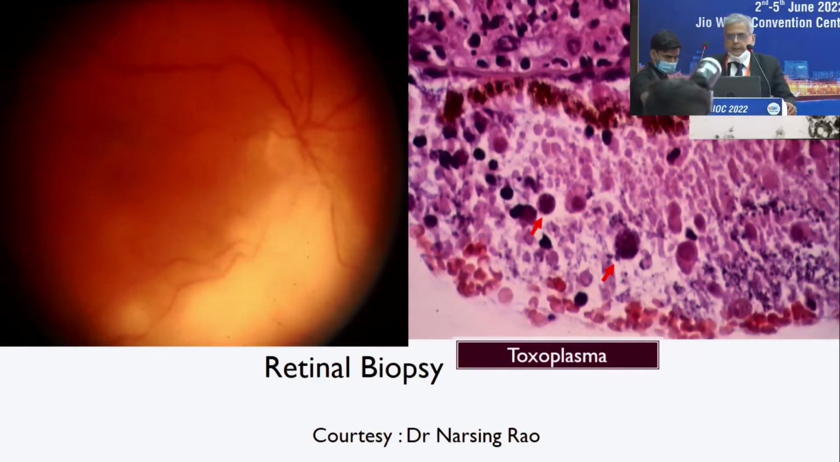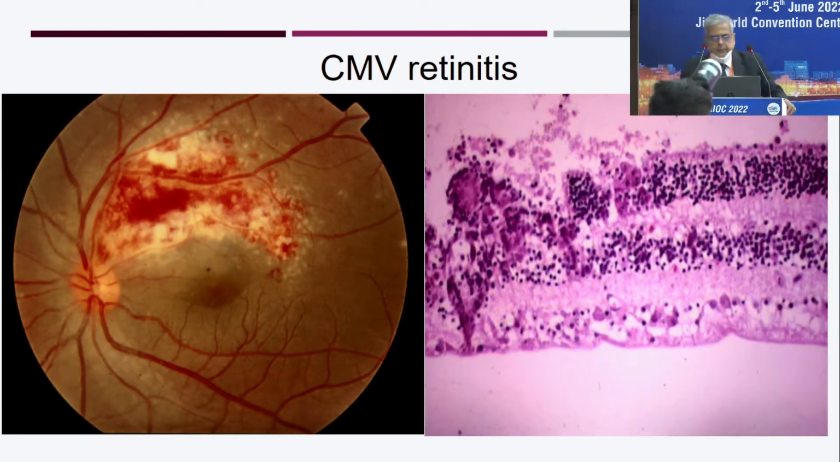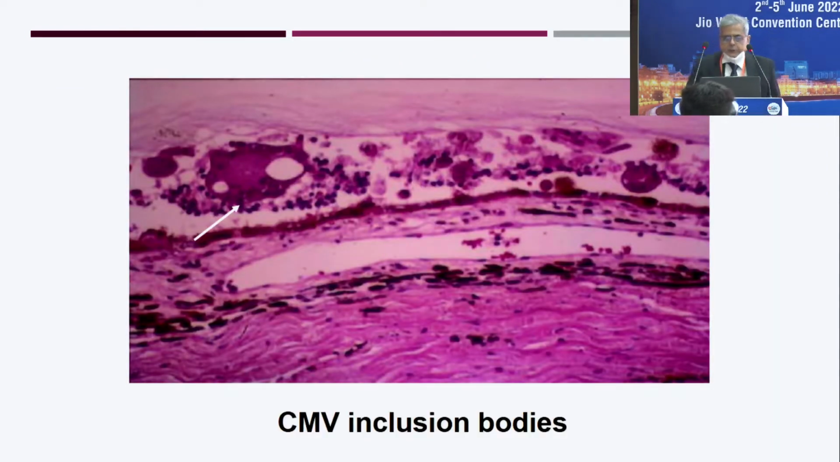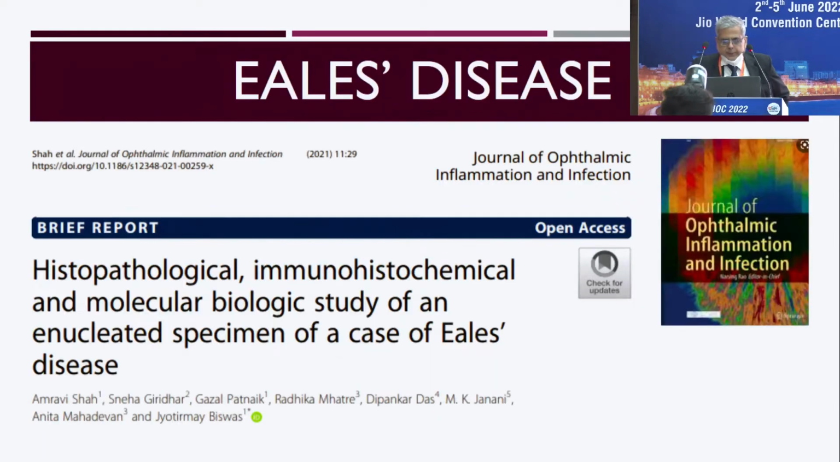This is a case of an autopsy eye of a CMV retinitis which presented with necrotizing retinitis with hemorrhage, and histopathologic study of the retinal tissue showed full thickness retinal necrosis with inflammation. And histopathology showed cytomegalovirus inclusion bodies, which you call owl's eye inclusion bodies.